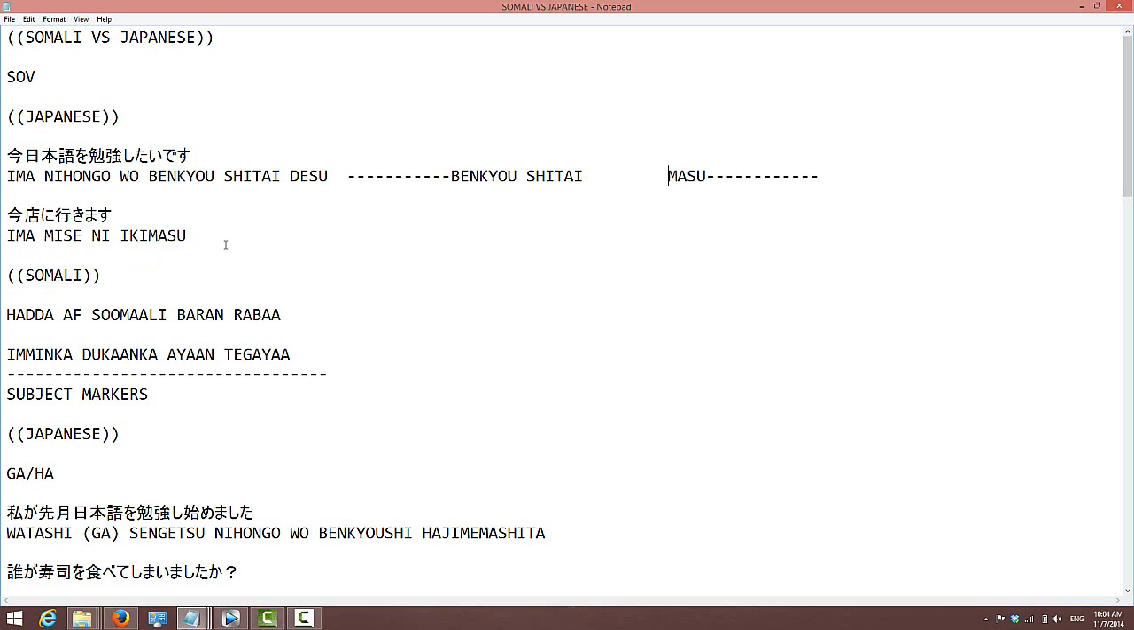Now let's look at the Somali. In Somali, we have hadda af Somali baran rabaa. Hadda af Somali baran rabaa. So hadda means now. Af Somali is the language. Af means tongue, and then Somali is Somali. And then baran rabaa. Baran is the root word, from to study.